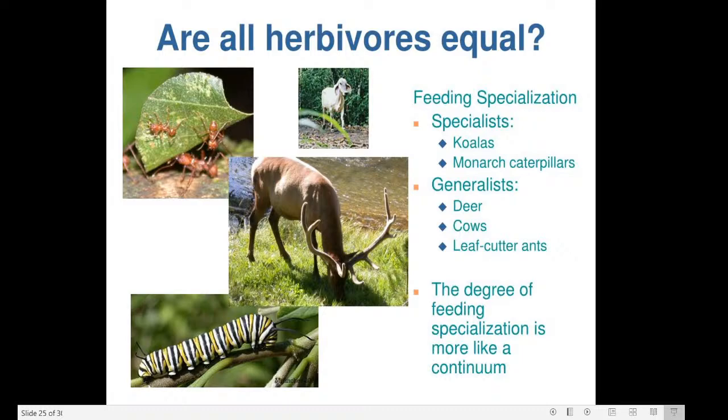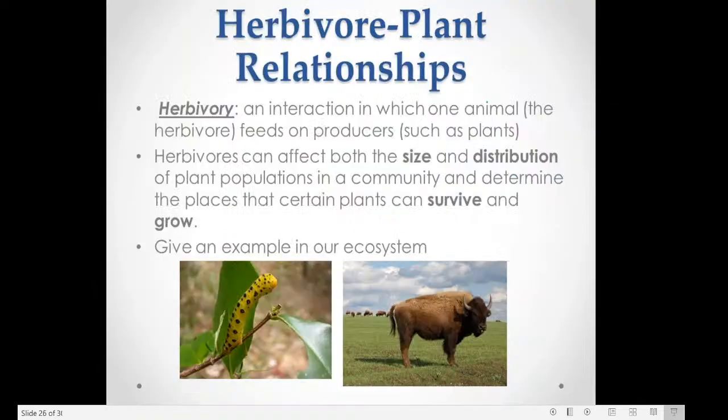The degree of feeding specialization is more like a continuum; if the degree is high, one species is eaten by many animals. Here the relationship is one animal feeding on a producer, a plant. It's an interaction between the animal and the producer. The animal is a consumer, the producer is a plant.